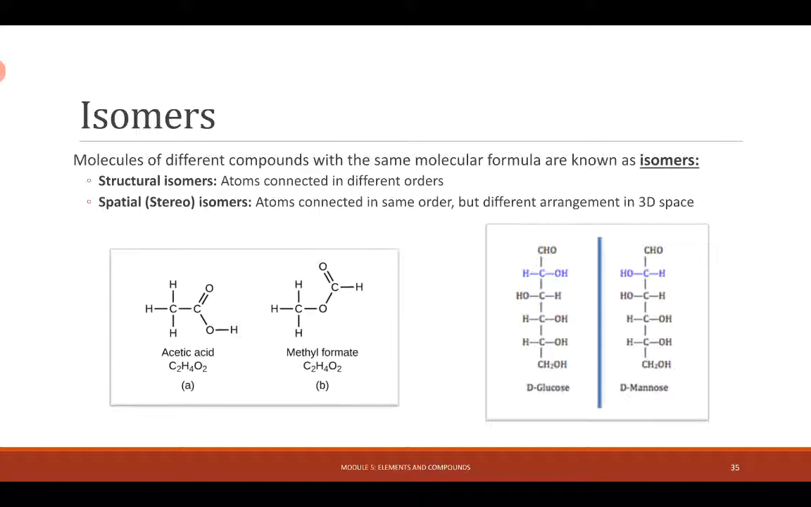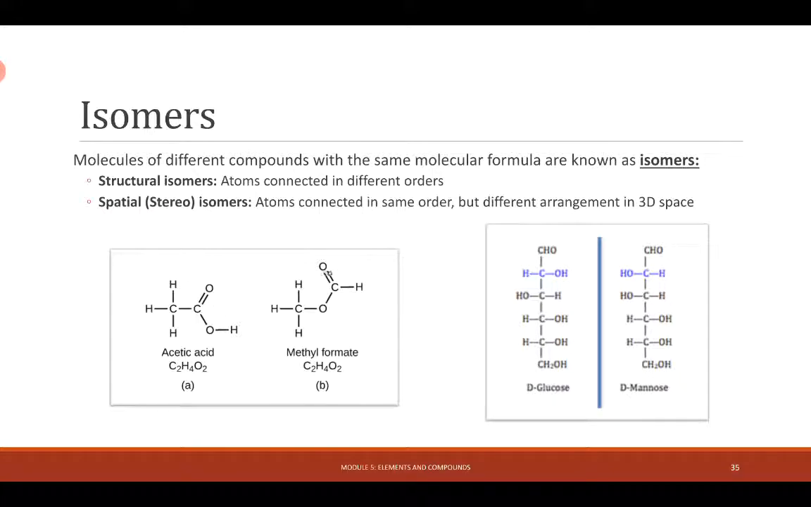So the word for different compounds that have the same molecular formula is isomers. Isomers have the same molecular formula. There are different types of isomers, and so if you go on to take organic chemistry, you will learn all about different types of isomers.